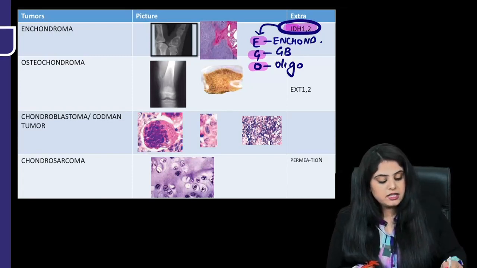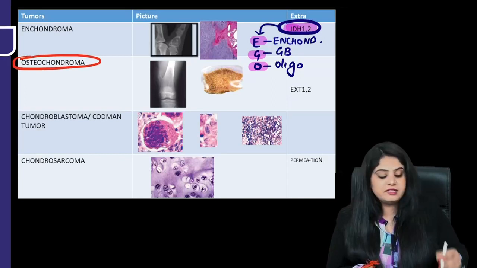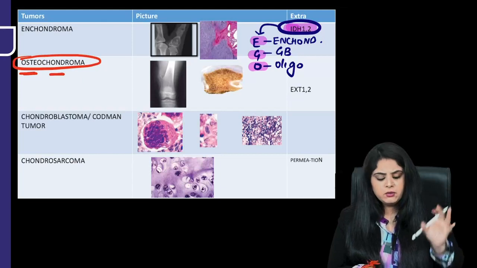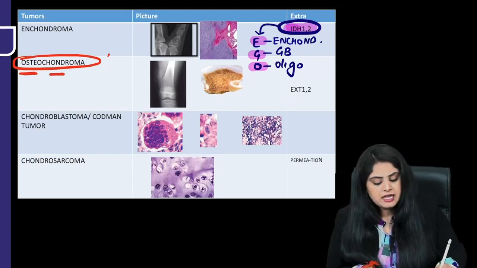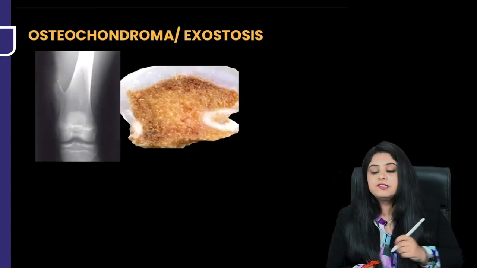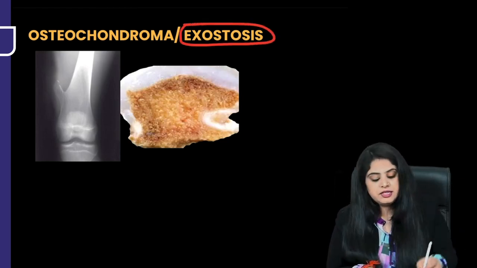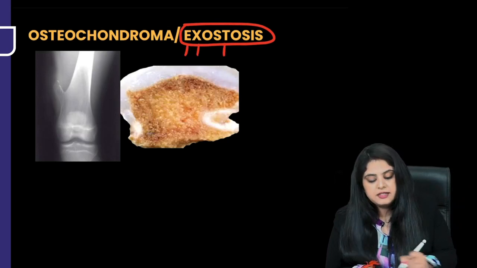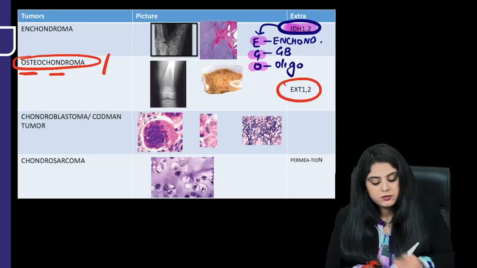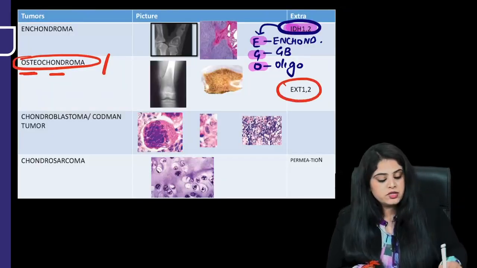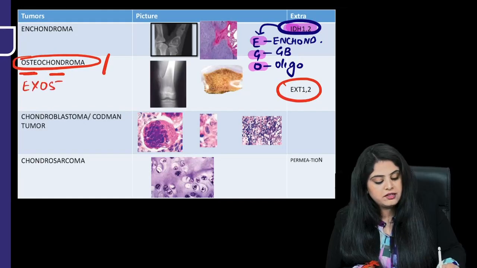Now coming to the remaining two, let's start with osteochondroma. It has osteo, bone, and chondroma, cartilage. Little bone, little cartilage. The other name for osteochondroma, I'll show you a separate picture, is exostosis. Something is exiting out. So from exostosis, if you take EX and T, that becomes your mutation, EXT1 and 2 mutation. So osteochondroma is known as exostosis.